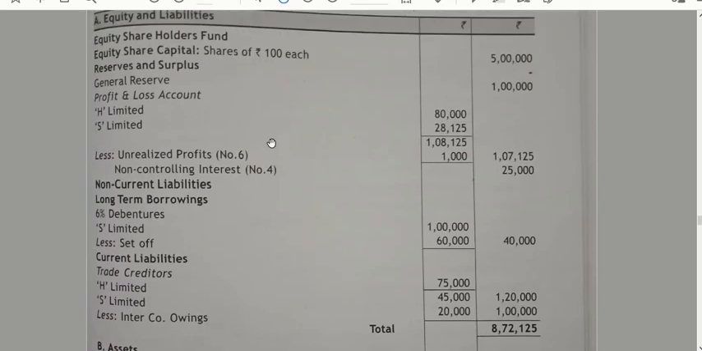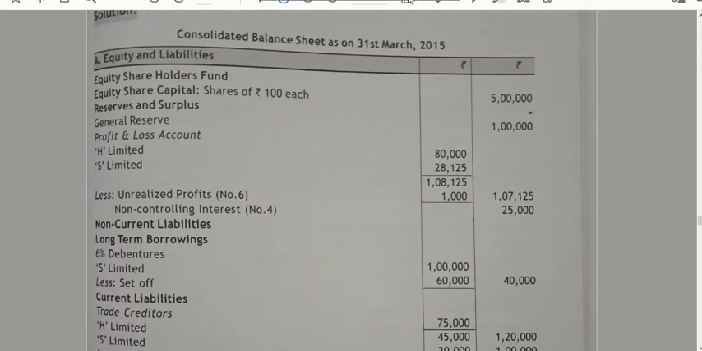Moving on to our consolidated balance sheet. You start with equity shareholders' funds, equity share capital, shares of rupees 100 each, 5 lakh. Reserves and surplus, general reserve, we have 1 lakh. Profit and loss account, H Limited is 80,000, S Limited is 28,125. The total is 1,08,125. Unrealized profit, which you minus 1,000, gives 1,07,125.